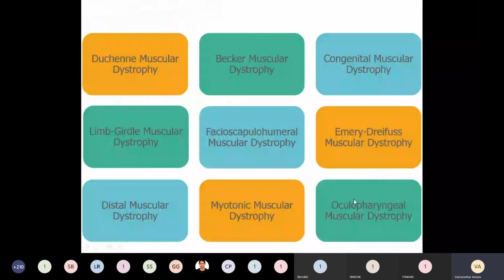So there are different types of muscular dystrophy. For you, important are Duchenne muscular dystrophy and Becker muscular dystrophy. Most commonly, if at all it is asked, Duchenne muscular dystrophy can be asked. The other muscular dystrophies are congenital muscular dystrophy, limb girdle muscular dystrophy, facioscapulohumeral muscular dystrophy, Emery-Dreifuss muscular dystrophy, distal muscular dystrophy, myotonic and oculopharyngeal muscular dystrophy.